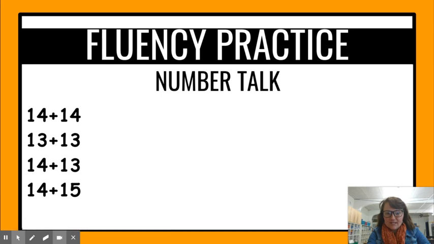So for fluency or for our number talk, it looks like we're doing some doubles today. All right, so first one I want you to solve is 14 plus 14. Okay, if you got 28, you are correct. Make sure that you can use any strategy that you need, and you can talk about it with someone at your home.